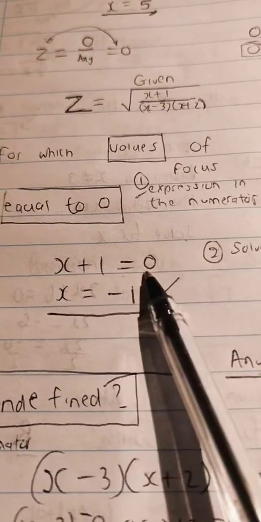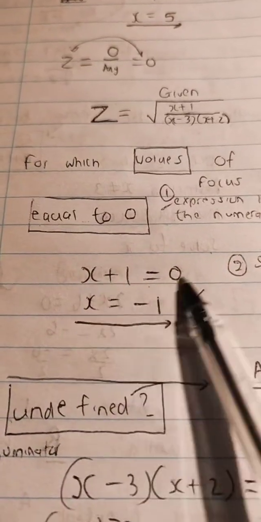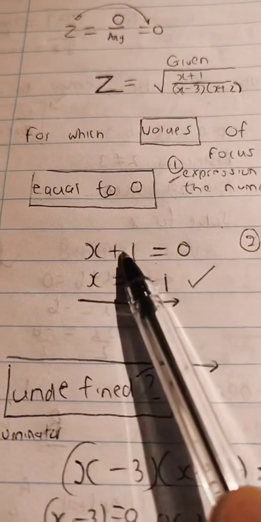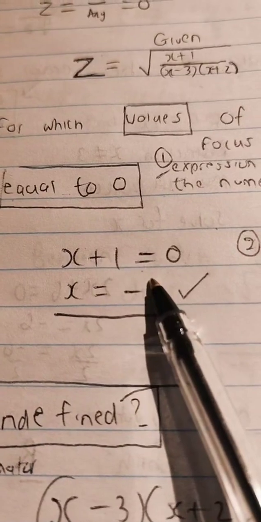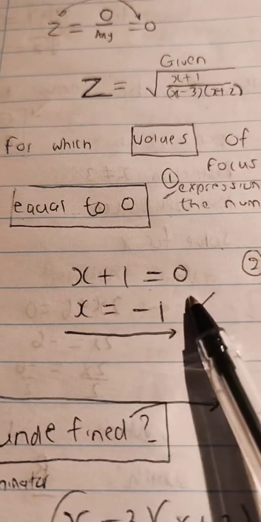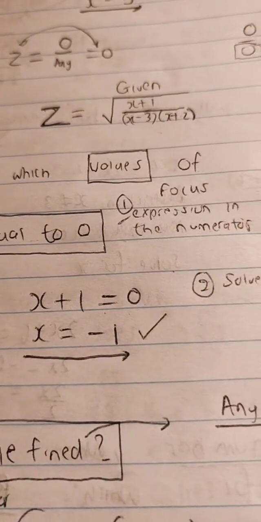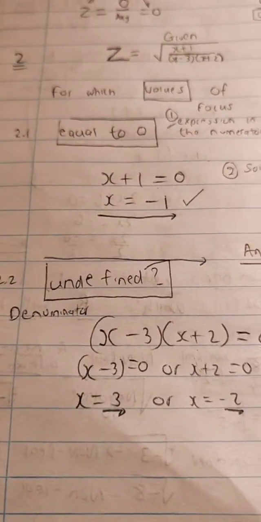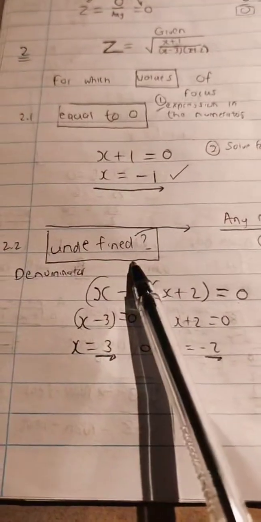We solve for x. We know how to solve for x because in grade 9 and grade 8 we learned how to solve for x. x plus 1 is equal to 0. We simply take the plus 1, it crosses over the equal sign, becomes -1. So the answer is x is equal to -1. That's it, guys. That's how we find the value of x for which z is equal to 0. Let's look at the next question.